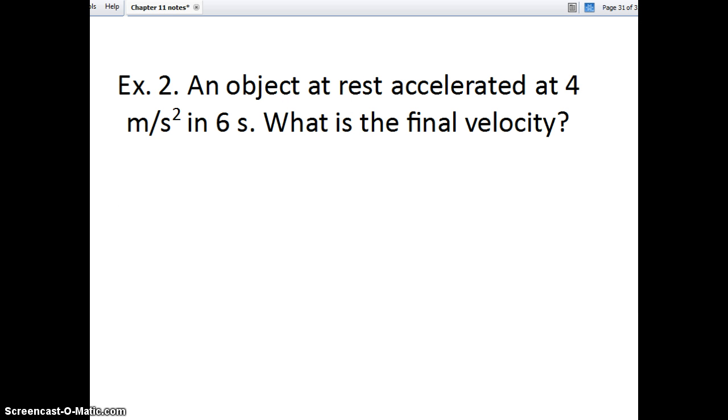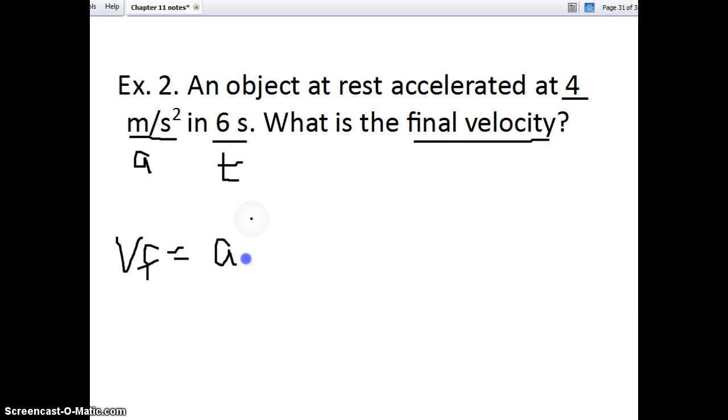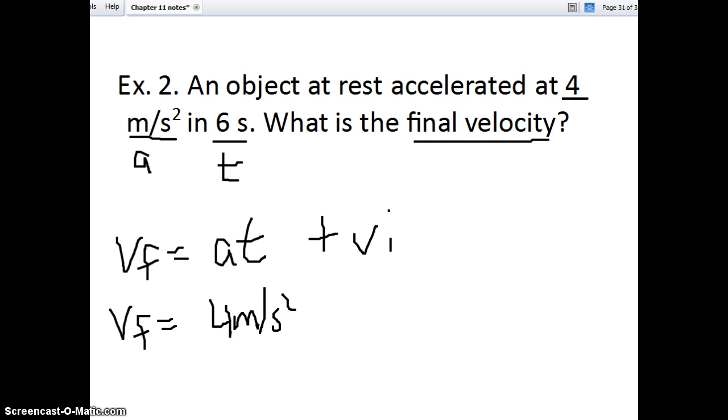Our next example problem is an object at rest accelerated at 4 meters per second squared in 6 seconds. What is the final velocity? So it says we have 4 meters per second squared. That was an acceleration. Here our 6 seconds is our time, and we're looking for final velocity. So we're going to use the other equation. We're looking for our final velocity, and that is equal to your A t plus your Vi. So our A is our 4 meters per second squared times our time, which was 6 seconds.